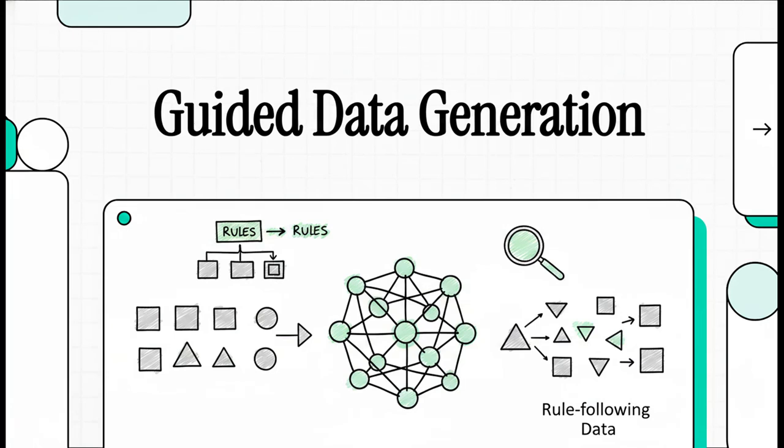All right, let's dive into a really fascinating challenge in the AI world. How in the world do you get an AI to create data that not only seems real, but actually follows a very specific set of rules you give it?